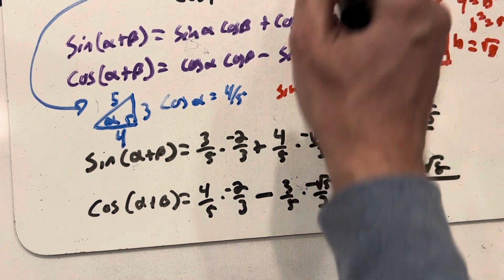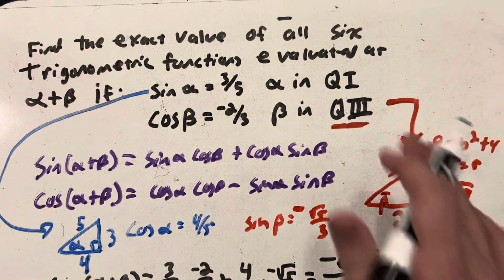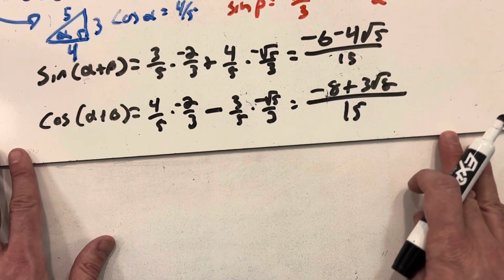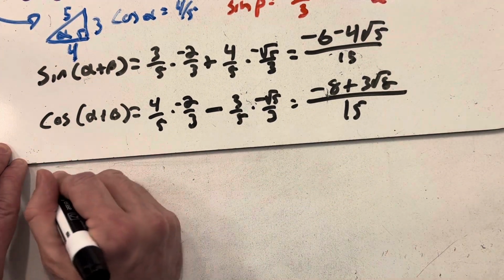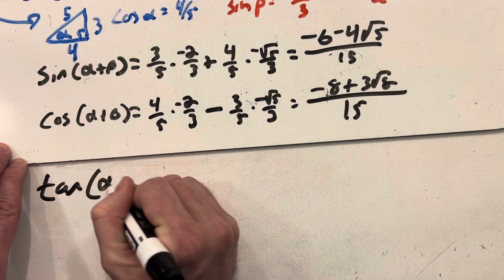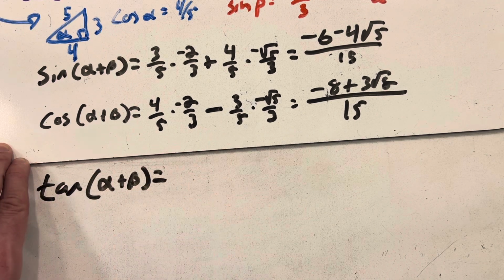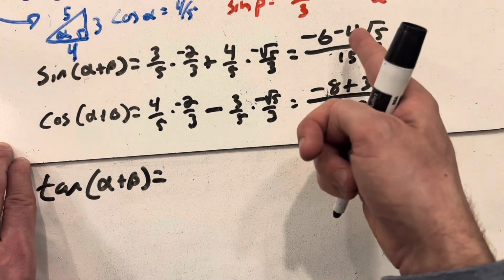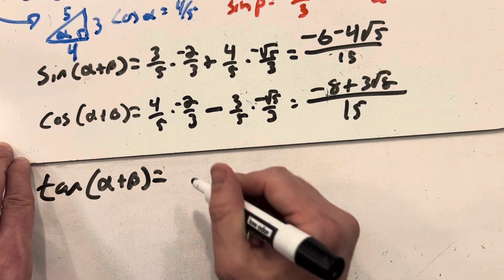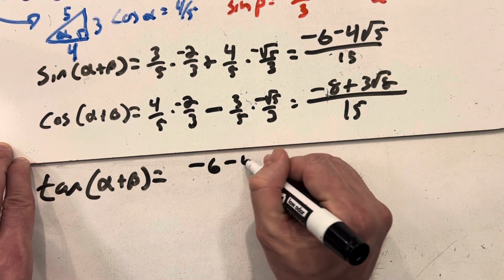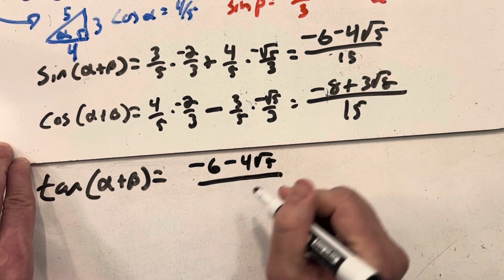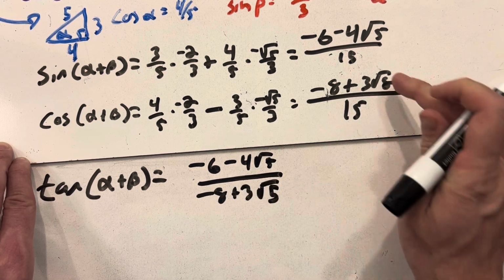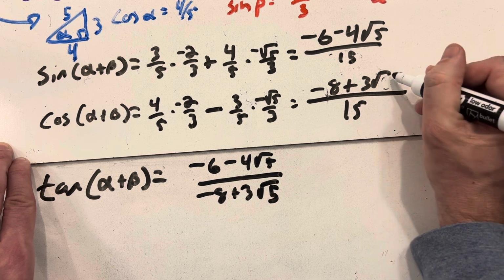All right, well, I'm looking for all 6 trig functions evaluated at this alpha plus beta. I have 2 of them. I have sine and cosine. Fortunately, if I have sine and cosine, I can always find a tangent. So I'm going to go sine divided by cosine. I first observed that if I do multiply this by the reciprocal of this one, the 15s cancel. I just get minus 6 minus 4 root 5 all over minus 8 plus 3 root 5. I'm going to clean that up just a little bit.